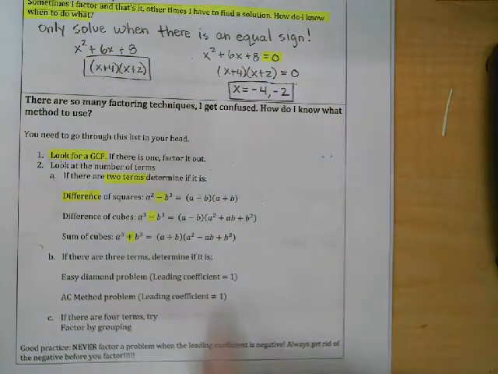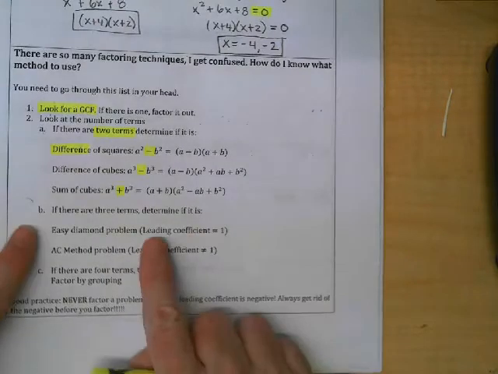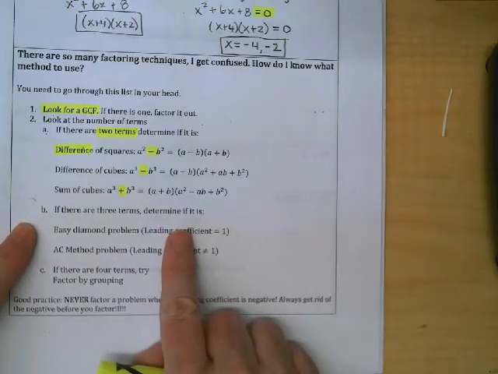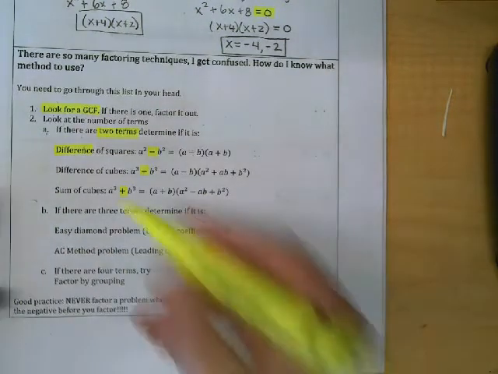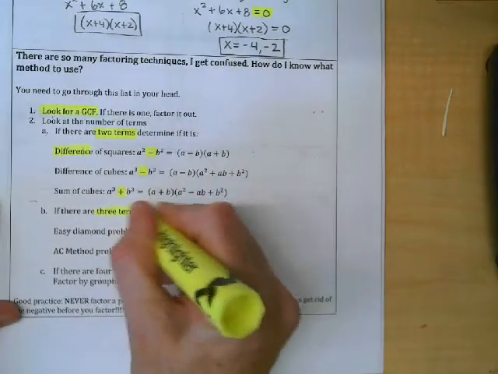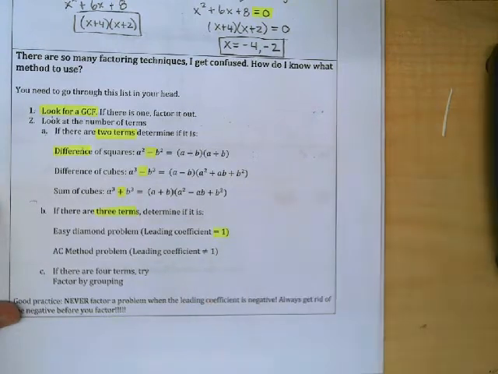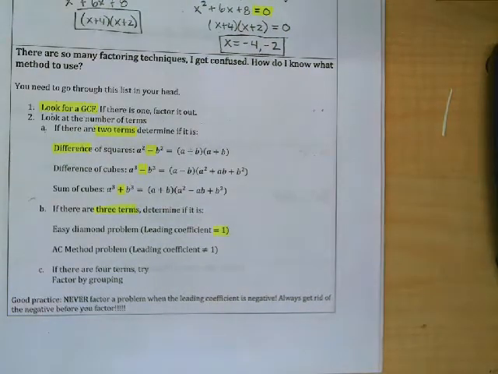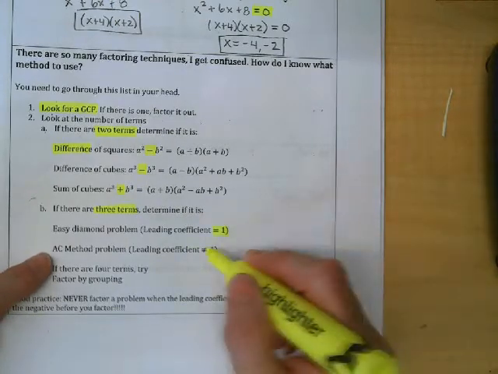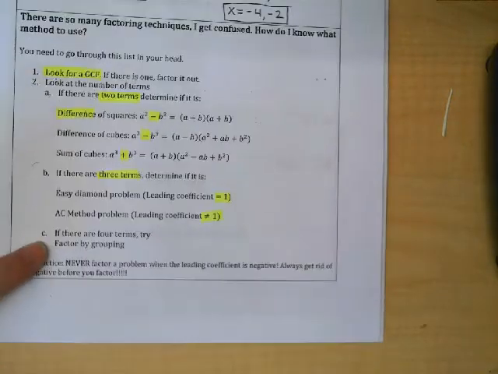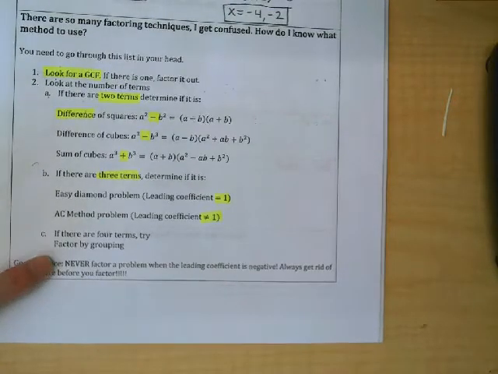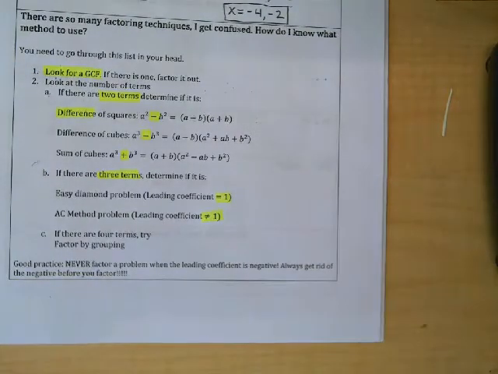Now if there are 3 terms, you're going to have to decide, is it an easy diamond problem? And again, I'll go back over that. That means it has a leading coefficient of 1. Your teacher might have called it something different. Or do you have to use the AC method where the leading coefficient is not 1? And the last thing to look for is if there are 4 terms. If there are 4 terms, you're going to try factor by grouping.